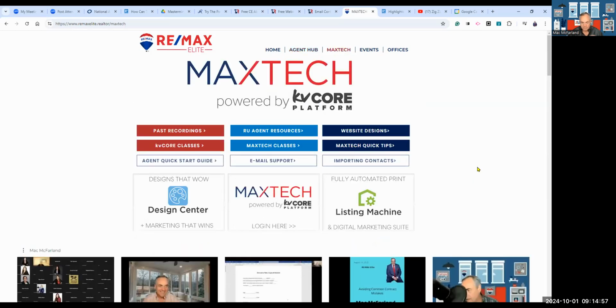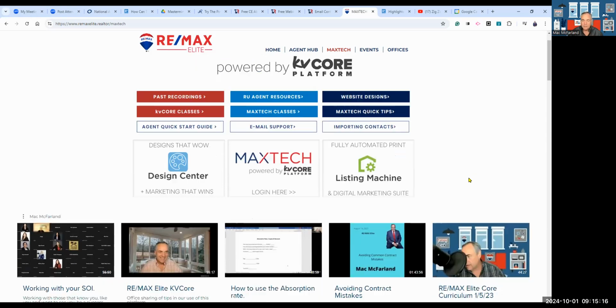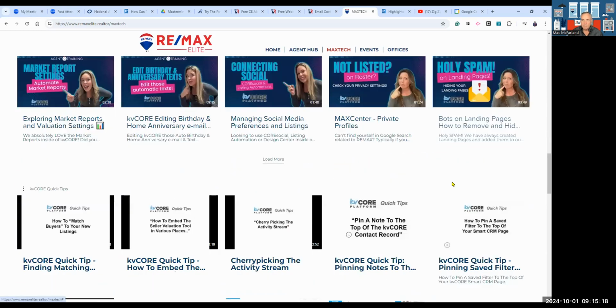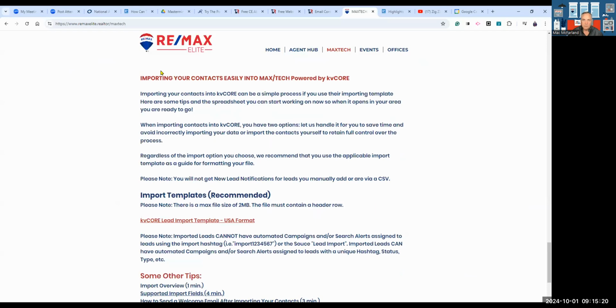and mine might look a little different than yours does, but if you click on Max Tech, it gives you the Design Center, KV Core, and the listing machine right at the top. So you can go in. Now, some of these you're not going to have access to without logging in, right? Obviously, like KV Core, you have to be a member of REMAX Elite to be able to have access to that, right?